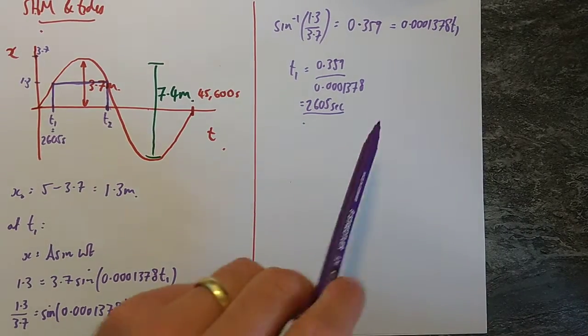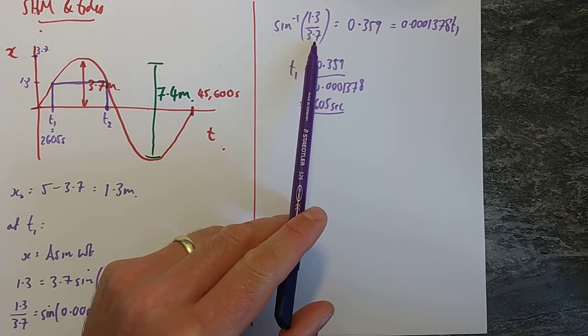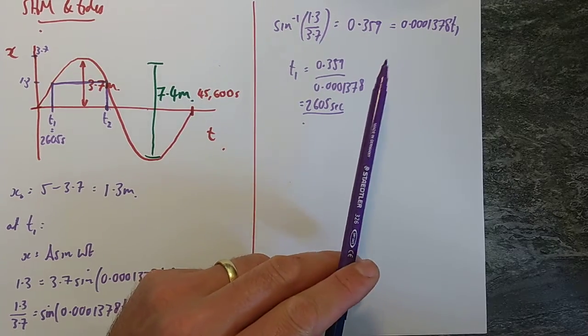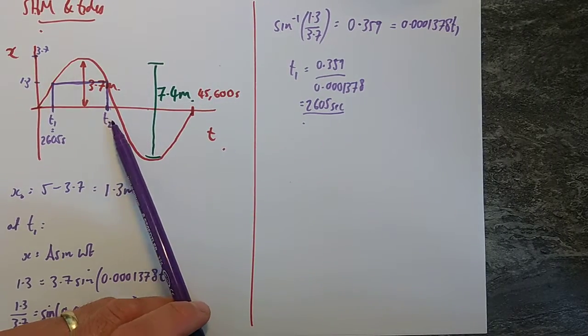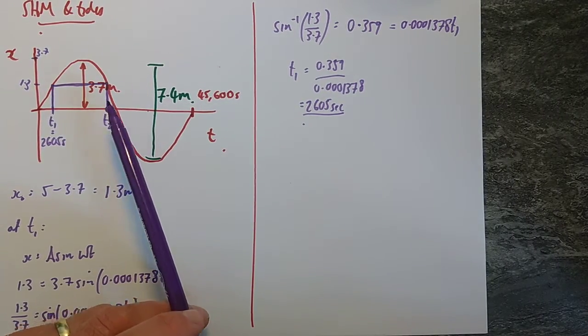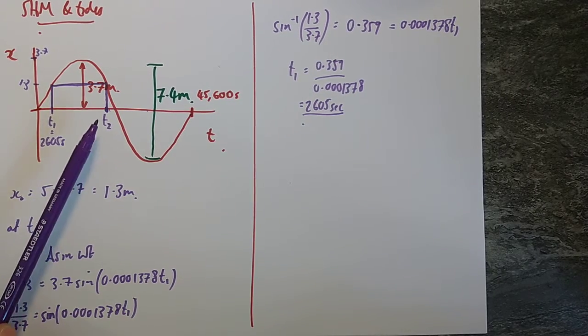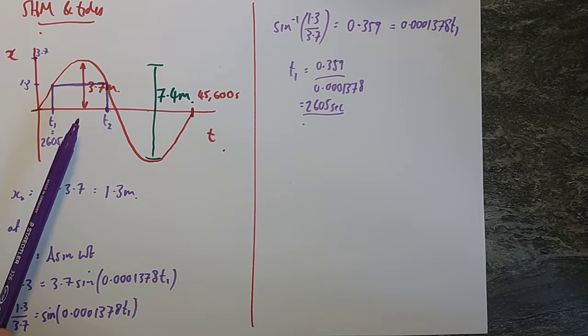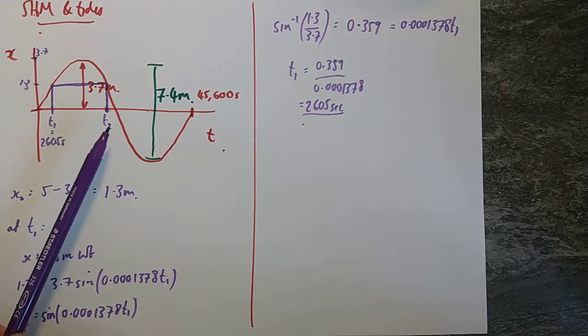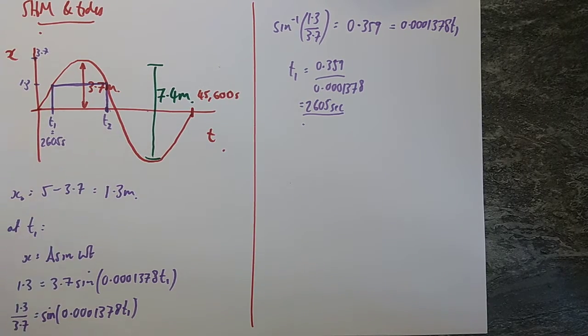Now whenever you type in sine to the minus 1, you always get the lowest possible value out of your calculator. So using your calculator to work out what is T2, you can't do it by just taking arc sine. It won't give you every value for which that is true. The easiest way to do this is to use the symmetry of the graph we have here.